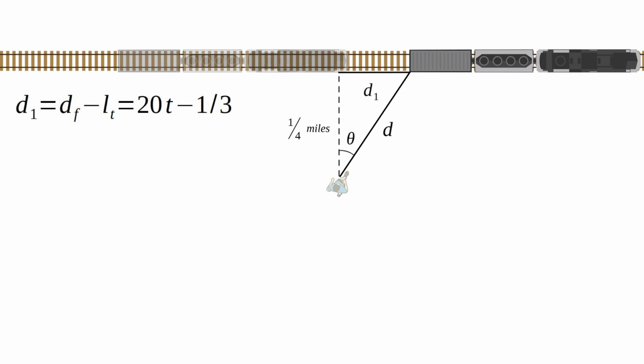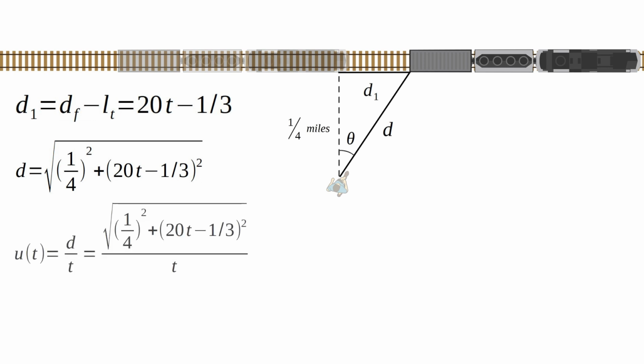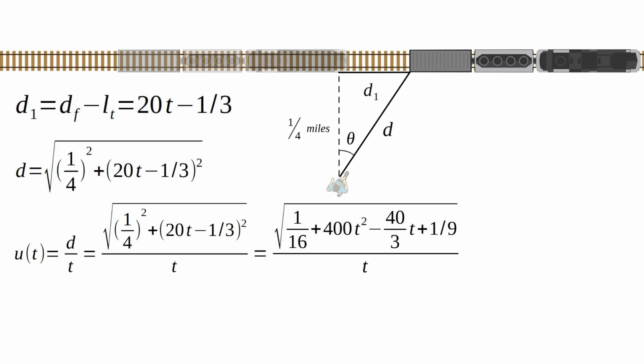Now we can find the distance d through the Pythagorean theorem, which is d equals the square root of (1/4) squared plus (20t minus 1/3) squared. The speed of the passenger is u(t) equals d over t, which is the square root of (1/4) squared plus (20t minus 1/3) squared, all over t, which is the square root of 1/16 plus 400t squared minus 40/3 t plus 1/9, all over t. So now we have a function of the passenger speed with respect to the time t.